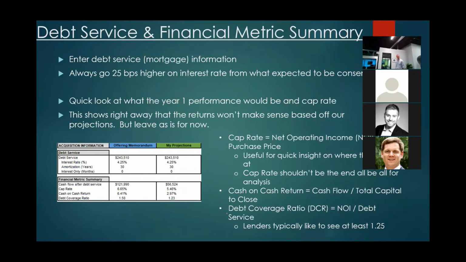Lenders typically like to see that at least at 1.25. If they see it below that, most times they won't even look twice at it. So you want to set a number at 1.25. As you can see, it's pretty close there. But a debt coverage ratio of 1.0 means it covers the mortgage. Anything above that, so the 0.23 above that, is your profit.